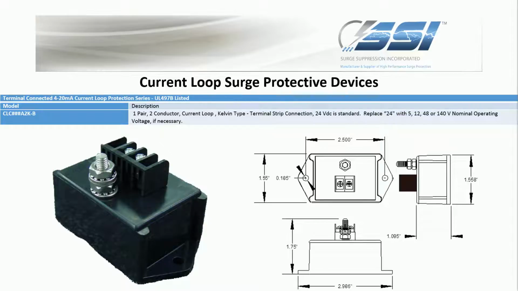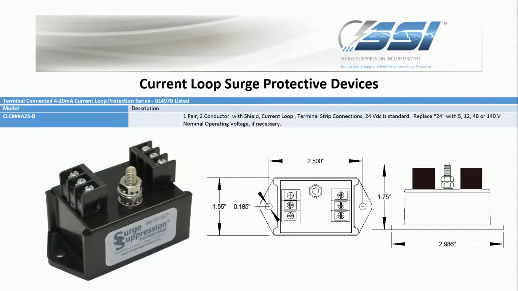And where the standard 2-terminal set of the previous SPD has 5 ohms series resistance per wire, 10 ohms per loop, the Kelvin-connected current loop SPD has 0 ohms series resistance. For sensitive applications that cannot or do not want to recalibrate the current loop after installing the SPD, the Kelvin-connected current loop SPD can provide the needed protection without the resistance.